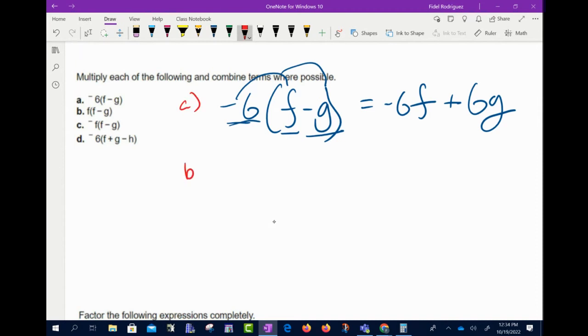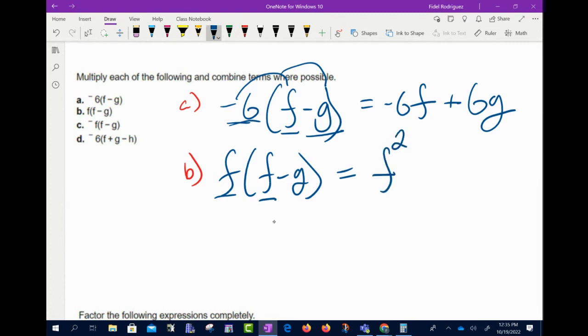So that was part A. Let's do part B. Okay, look, we have an F with another F minus G. F times F. Guys, if we have 2 of them, that's when we write F squared. A positive F times a negative G is a negative F with a G. I can't put them together other than just writing the 2 letters right next to each other.